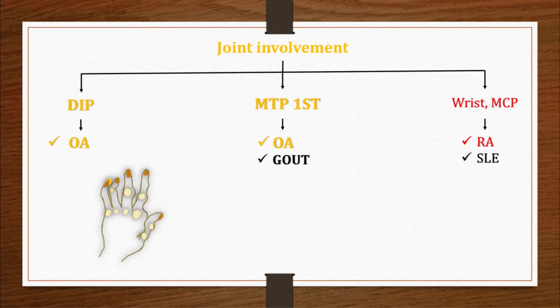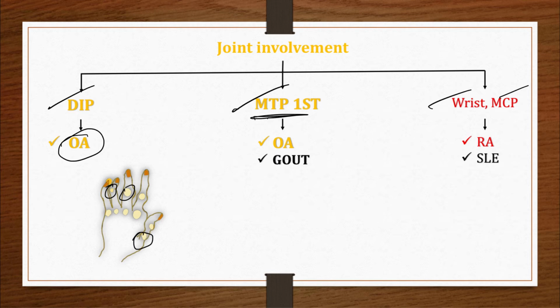Also, arthritis can involve your DIP, first MTP, wrist and MCP and other joints. Where osteoarthritis involves your DIP, distal interphalangeal joint, which is here, also your PIP, proximal interphalangeal joint, your first MTP, and also your CMC1, right? First CMC joint, which is the most commonly involved joint in osteoarthritis.